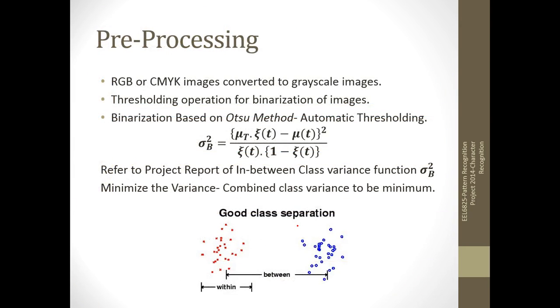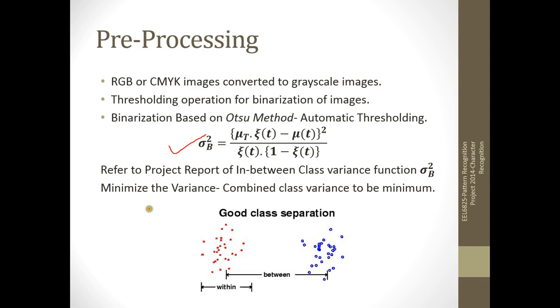So we use the Otsu method for automatic thresholding. It means there has to be a threshold value of pixel intensity, and all the pixel intensities lesser than the threshold value will be black, and all the pixels whose pixel intensity is greater than the threshold value will be white. So this term is explained more in our project report, and the derivation is there in the project report.